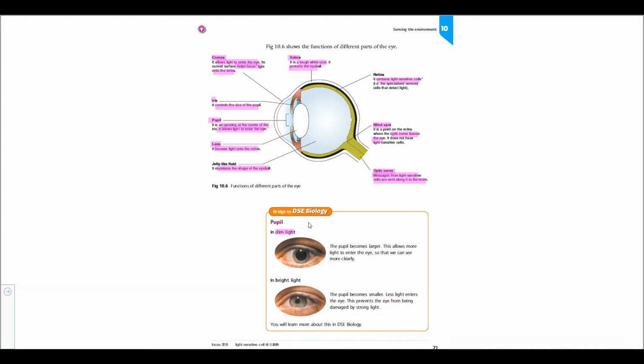so that the cells there can receive the stimulus, right? So in order to let more light pass through or enter your eye, your pupil must enlarge, right? So the pupil must become larger in order for more light to pass through and enter the eye through the lens. So in dim light, the pupils will become larger. And in bright light, on the other hand, you want less light to enter your eye, or else too much light going in will hurt your eye, right? So the pupil will become smaller and prevent the eye from being damaged by a strong light. So this is more of the functions of the pupil and the iris.